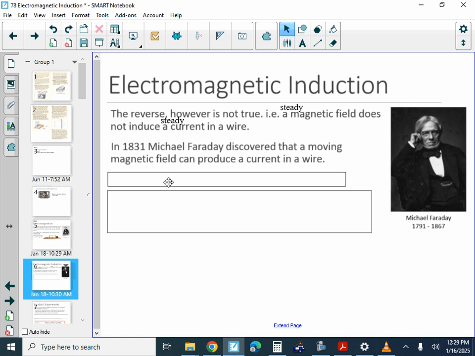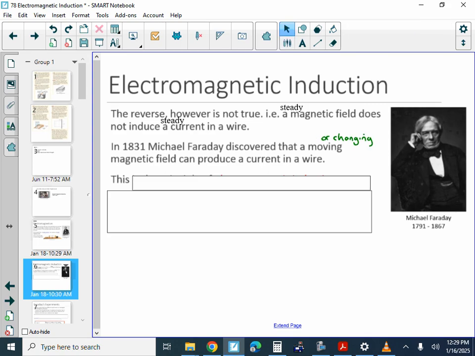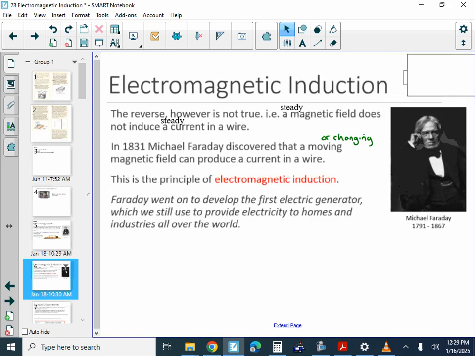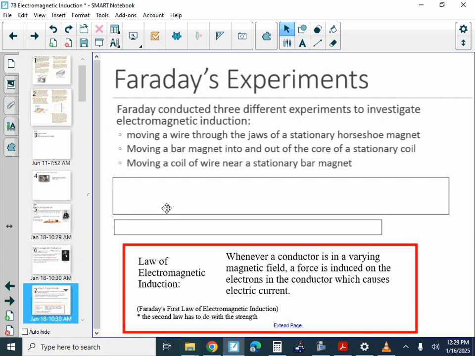And so he did discover, though, that a moving or changing magnetic field does produce current in a wire. So a moving or changing magnetic field does induce electricity to flow, and that's what electromagnetic induction is. So he developed a generator, and the design of it is used all over the world to this day, which is actually, you'll see later in this lesson, really just the same as a motor, just in the opposite order, I should say, the reversibility of science kind of thing.